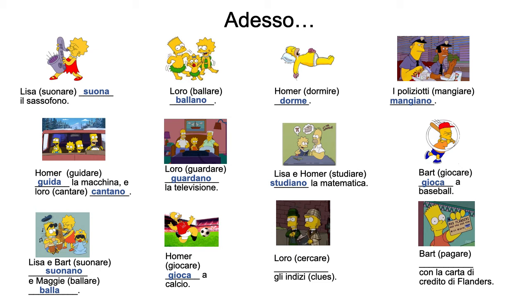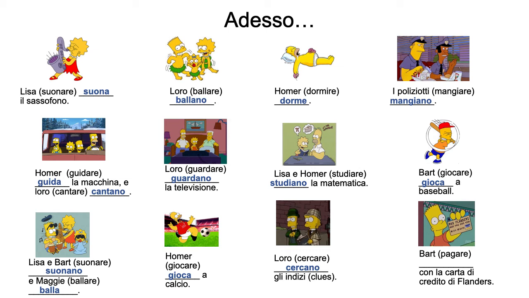In the next one, they're dressed as Sherlock Holmes and Dr. Watson, right? What it says there is loro cercare gli indizi. They search for clues, right? Indizi are clues, and cercare is, of course, to search. I need the form of cercare for loro, right? This is another are verb, so I get rid of the are and I insert the ending for loro, ano. Loro cercano gli indizi. They search for clues.